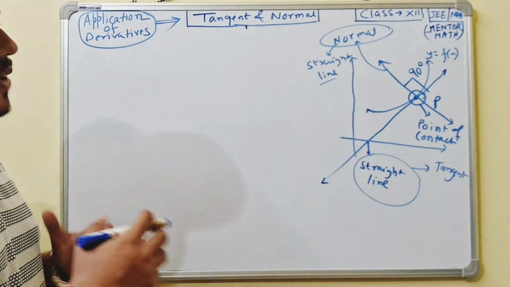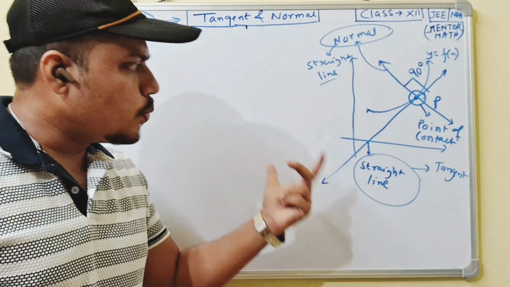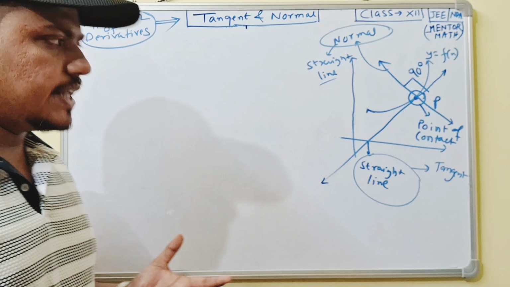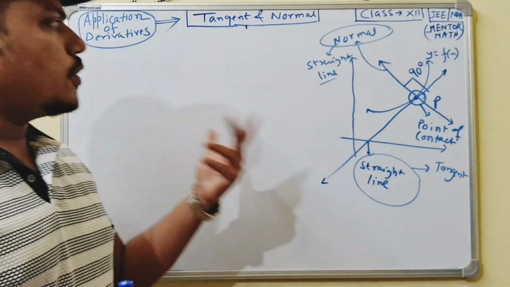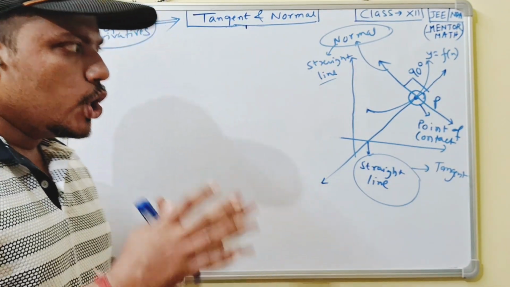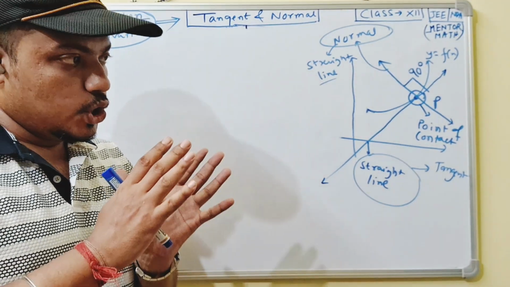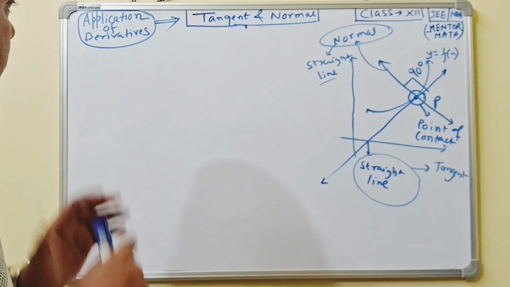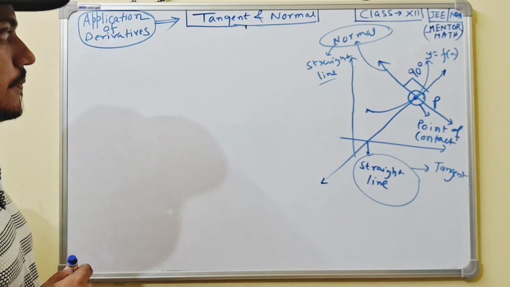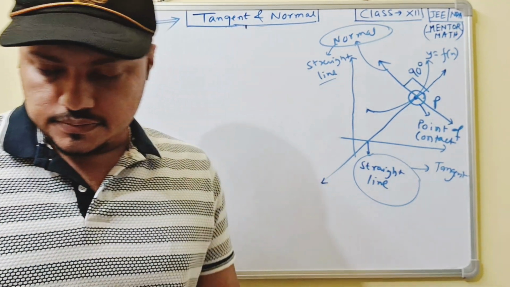Okay, so now whenever you go to find the slope of tangent and equation of tangent, as well as slope of normal and equation of normal, you have to know the straight line chapter topic, which is very conceptual, the straight line topic.